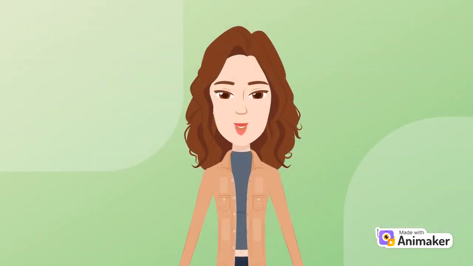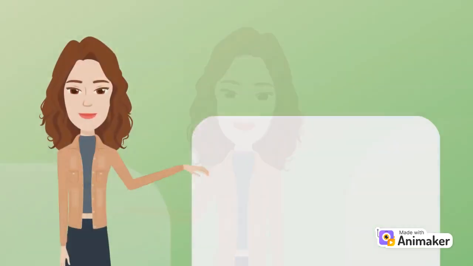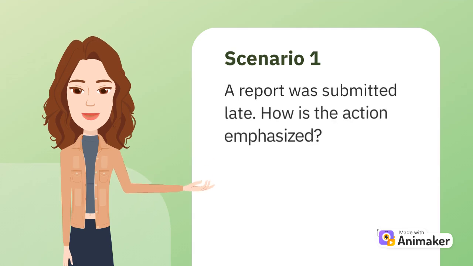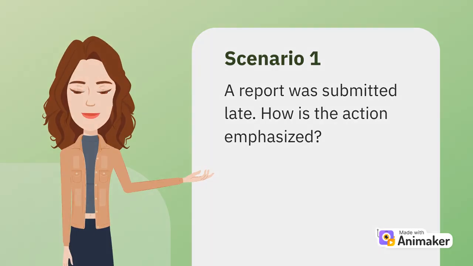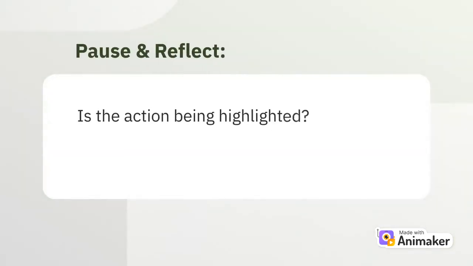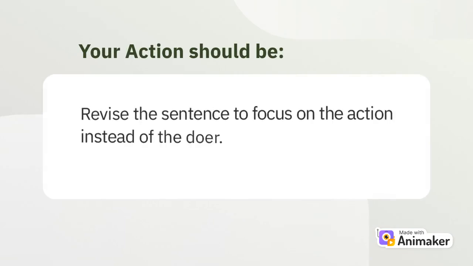Now let's apply our knowledge with some real-world examples. A report was submitted late. How is the action emphasized? Pause and reflect. Is the action being highlighted? Your action should be: revise the sentence to focus on the action instead of the doer.